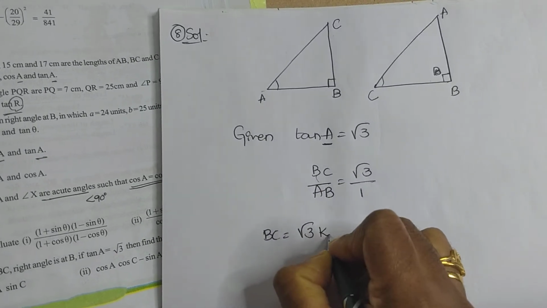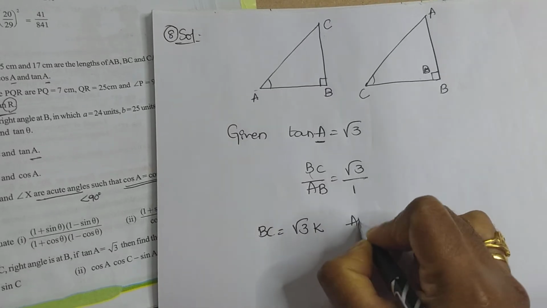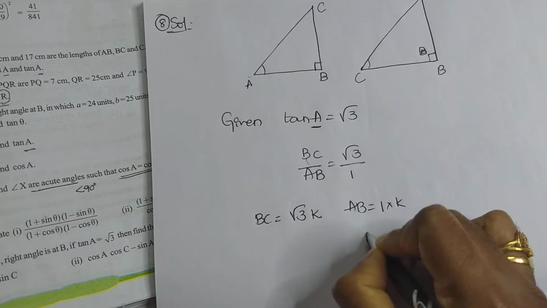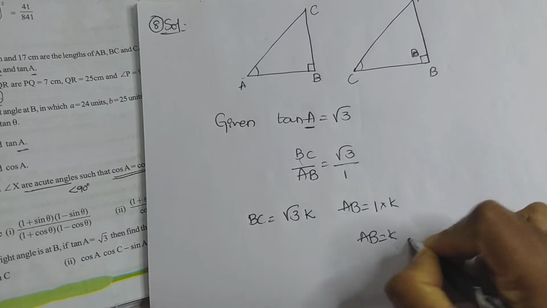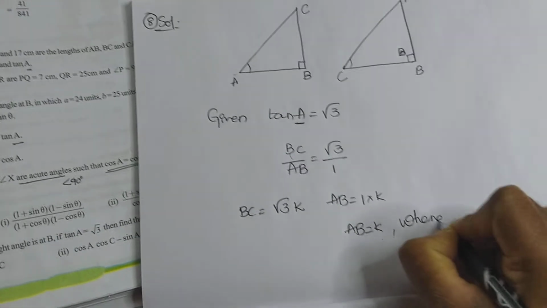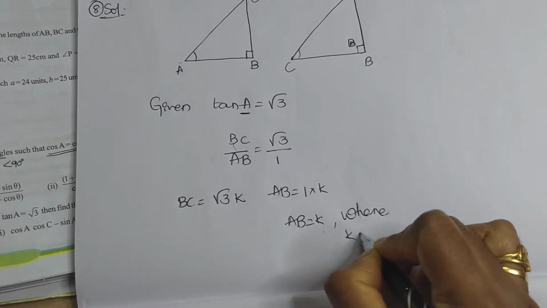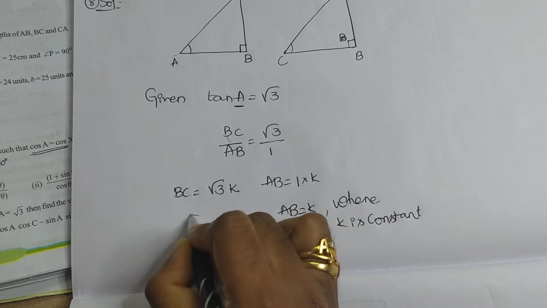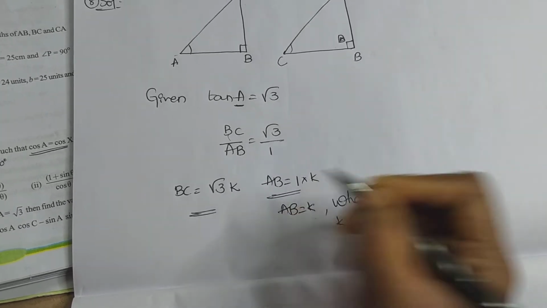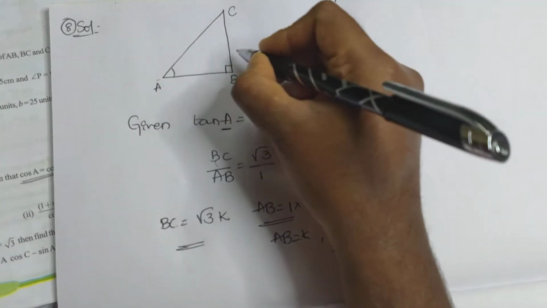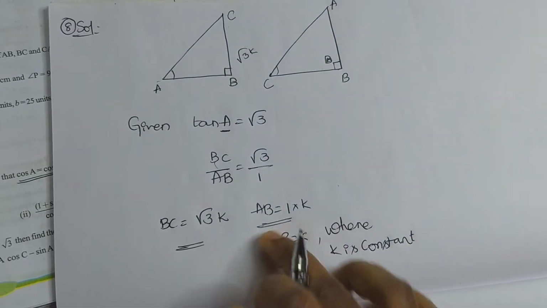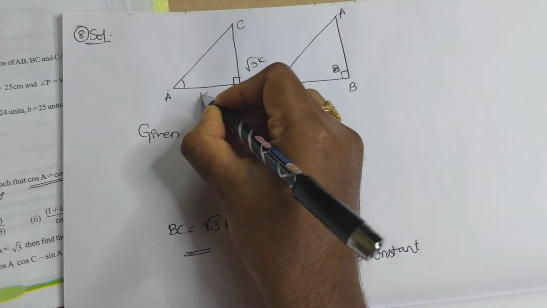I am taking BC equals root 3k, AB equals 1 into k. It becomes AB equals k, where k is a constant. Okay, so here BC equals root 3k, AB equals k. So in the place of BC I am writing root 3k. In the place of AB I am writing 1k.